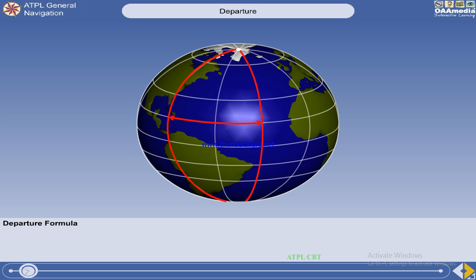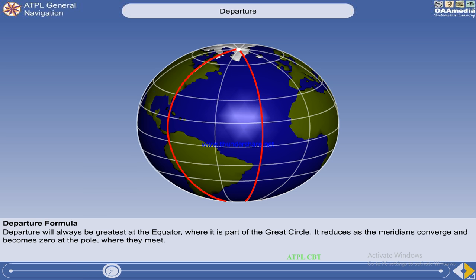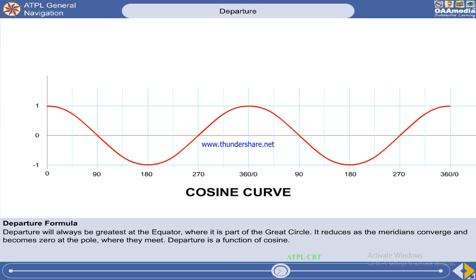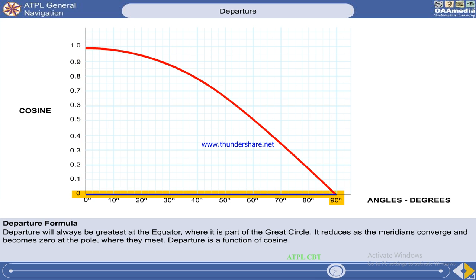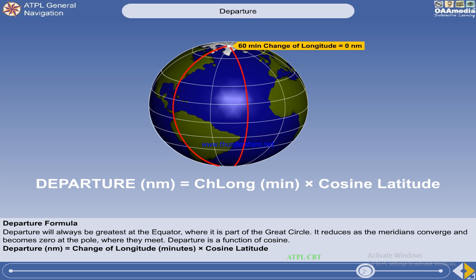Departure will always be greatest at the equator, where it is part of the great circle. It reduces as the meridians converge, and becomes 0 at the pole, where all meridians meet. At the equator, the change of longitude in minutes is multiplied by 1. At the pole, the change of longitude in minutes is multiplied by 0. Departure is therefore a function of cosine, which has a value of 1 at 0 degrees and 0 at 90 degrees. The equation is therefore that departure equals the change of longitude in minutes multiplied by the cosine of the latitude.